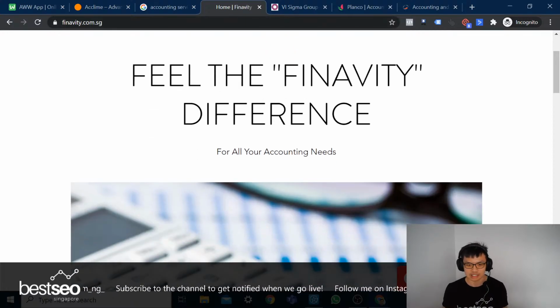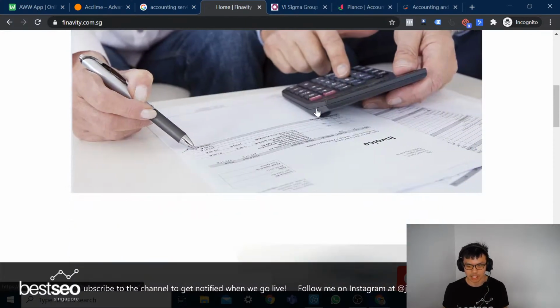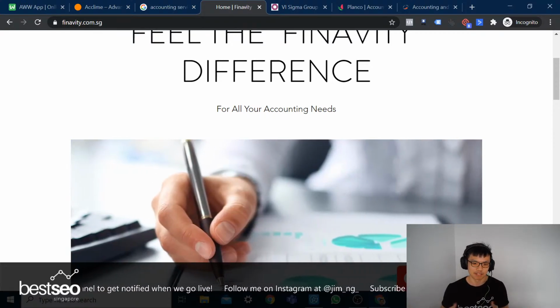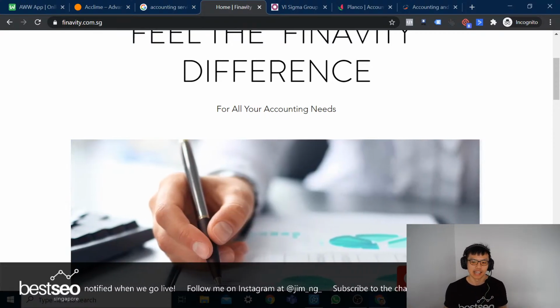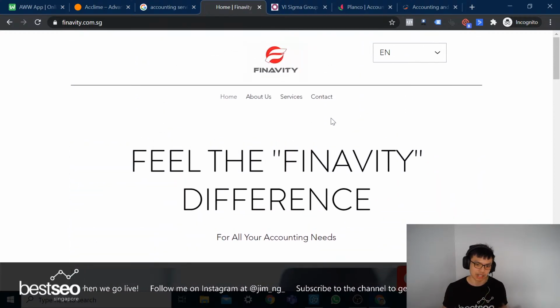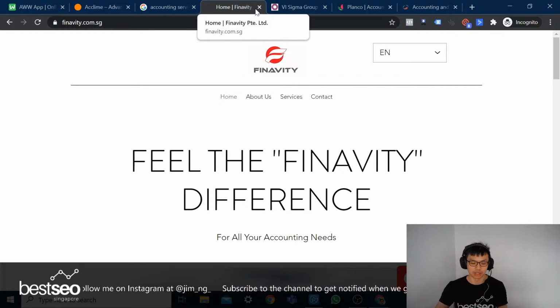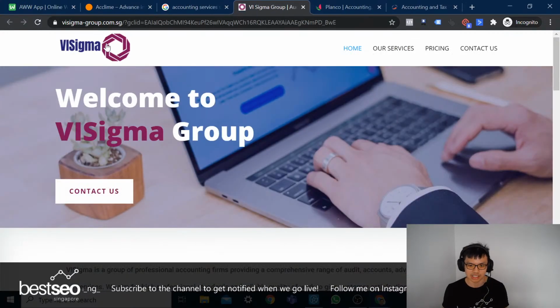Again, this is a competitor that I'm not even afraid of, because if I were to come into the market and market accounting services for my client, this thing is not going to be a threat at all. I'll share more about the strategy I would approach if I were handling an accounting client. Okay, so let's look at the second one, V Sigma.